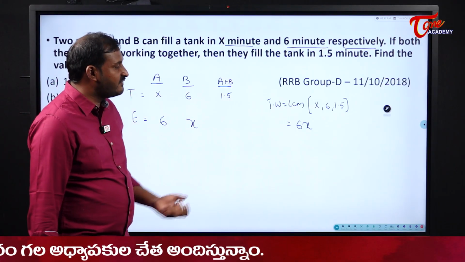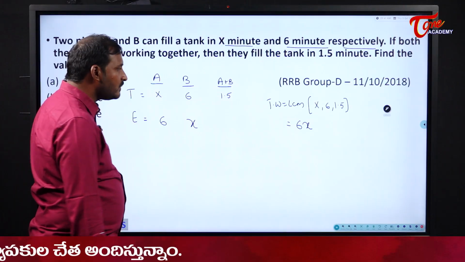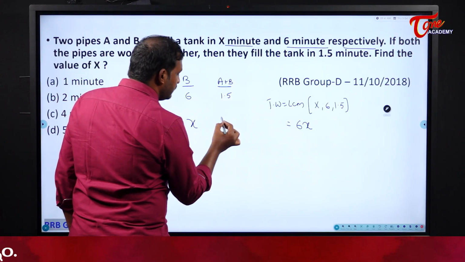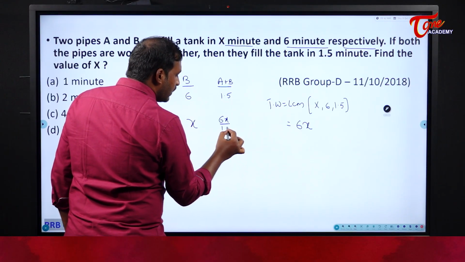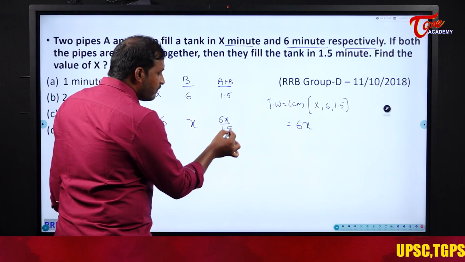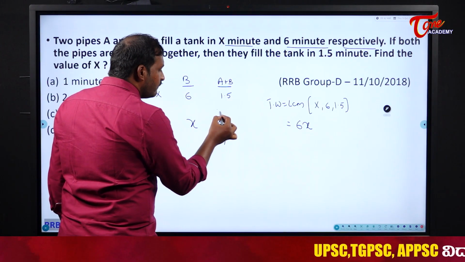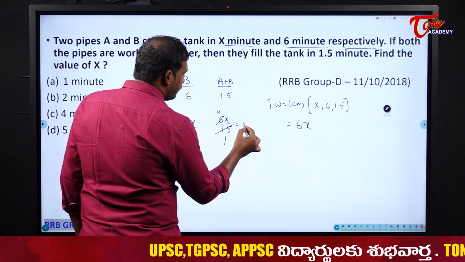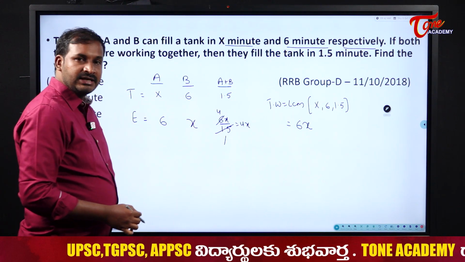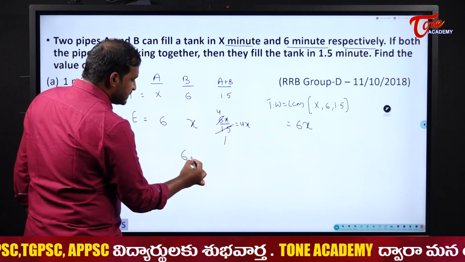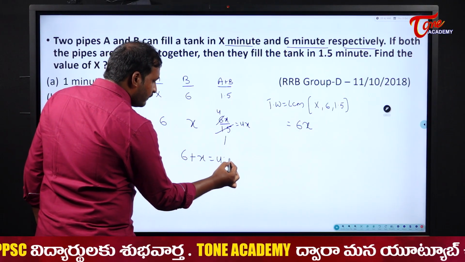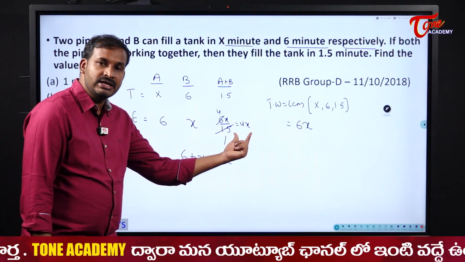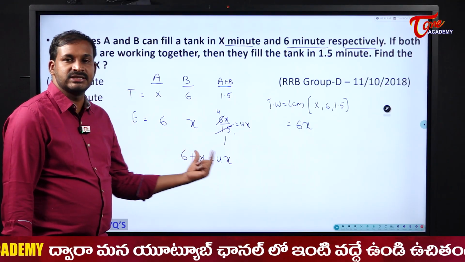Okay, what is the efficiency of A and B together? 6x by 1.5. You will get here 6x by 1.5, right? So 1.5 one time, 1.5 four times is 6. So here it will become 4x. That means what I can write here students? 6 plus x is equal to 4x. Combined efficiency of A and B together is 6 plus x, so 6 plus x is equal to 4x.